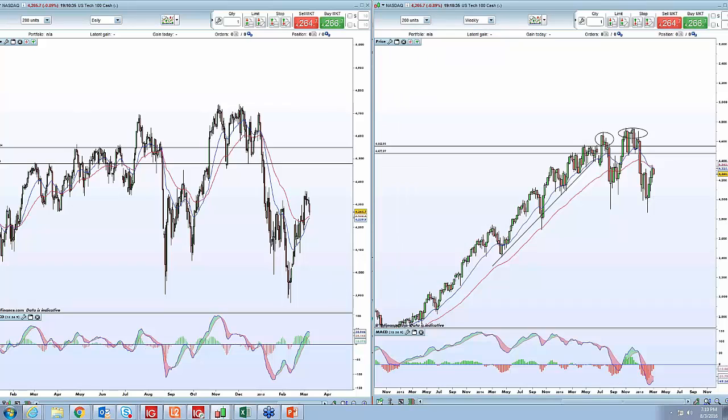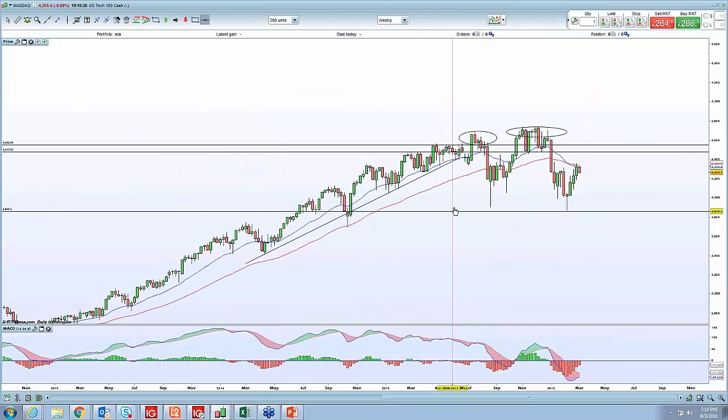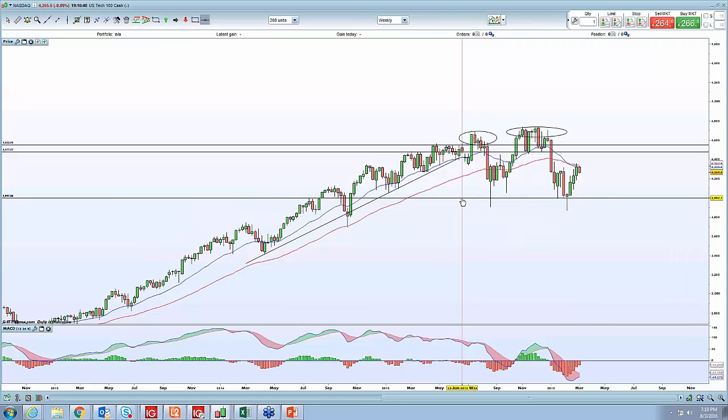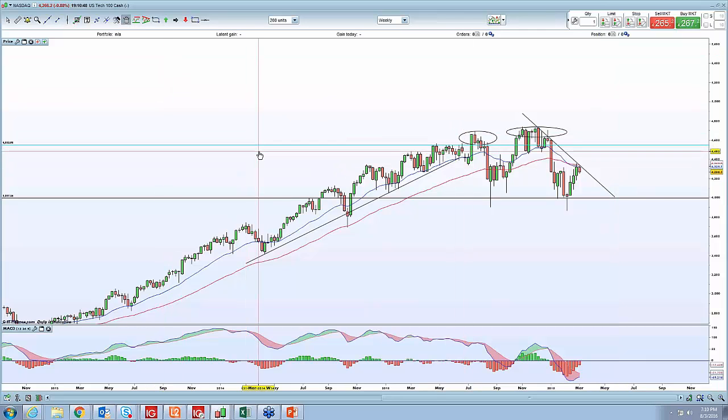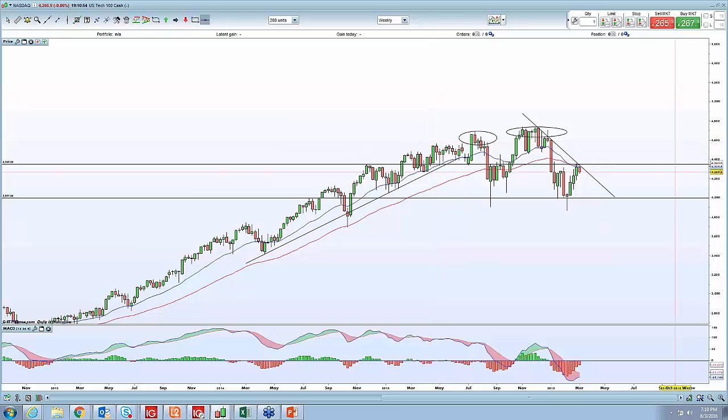Quite similar to the S&P 500 as well. You can see that it's consolidating. You can draw a line across here, you can draw a line across here as well. Let me delete some of the lines to make it less confusing. But it's not surprising that we are consolidating at this level.